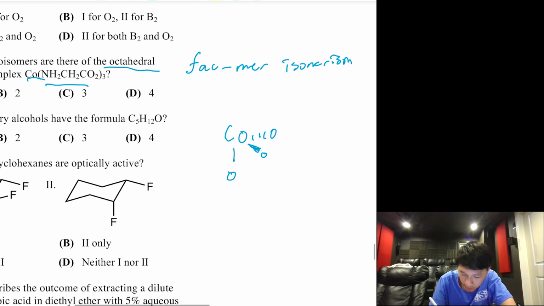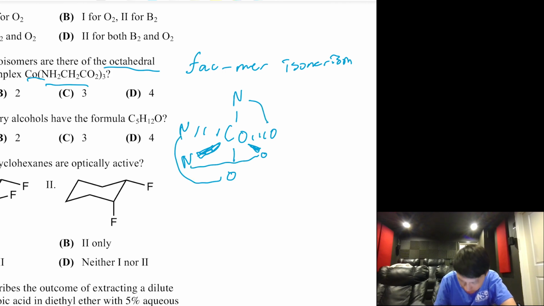And then we're going to actually have the nitrogens like this, and the compound is going to look something like this. So here, here, and here.